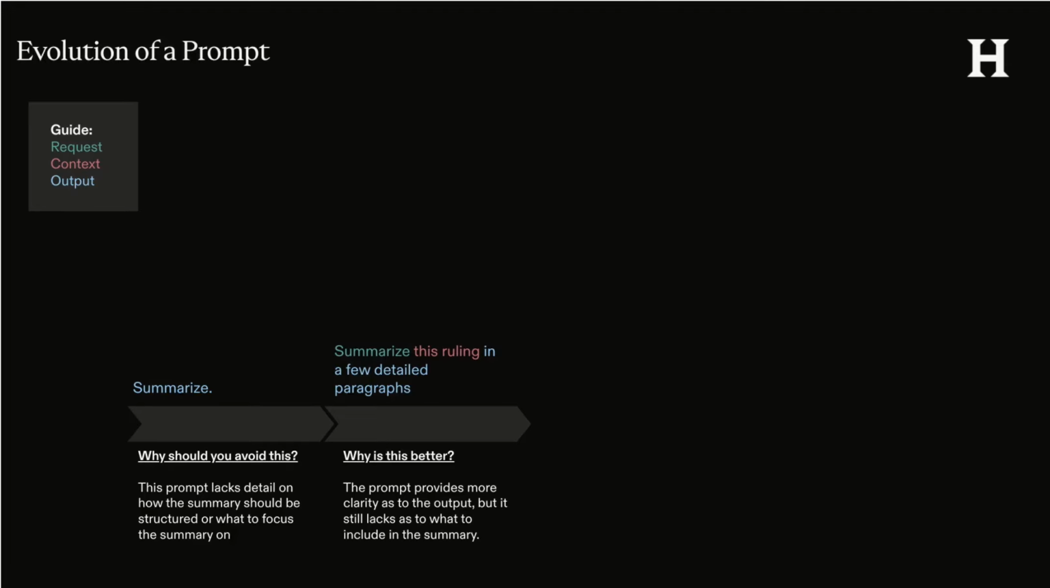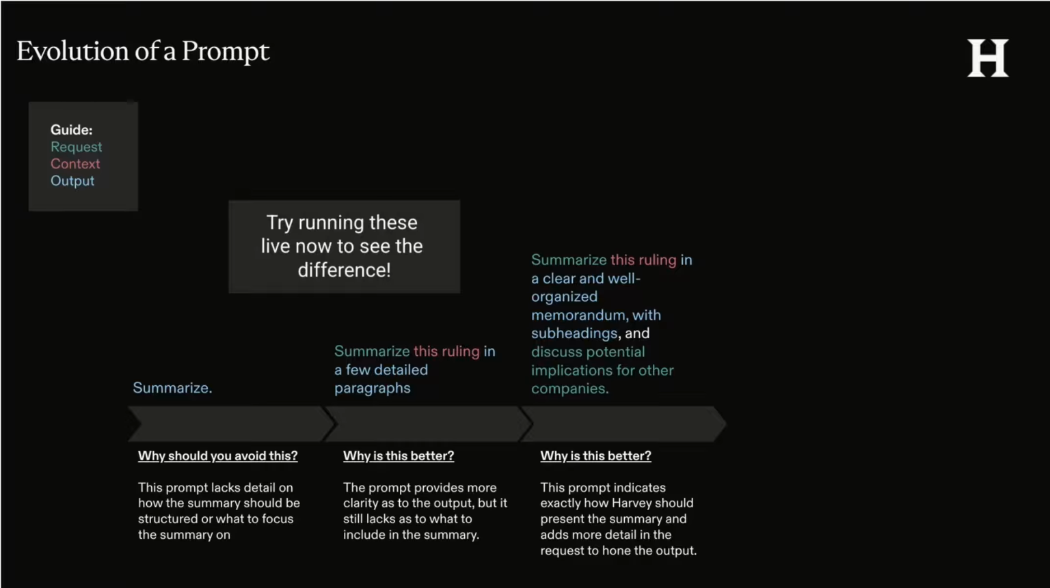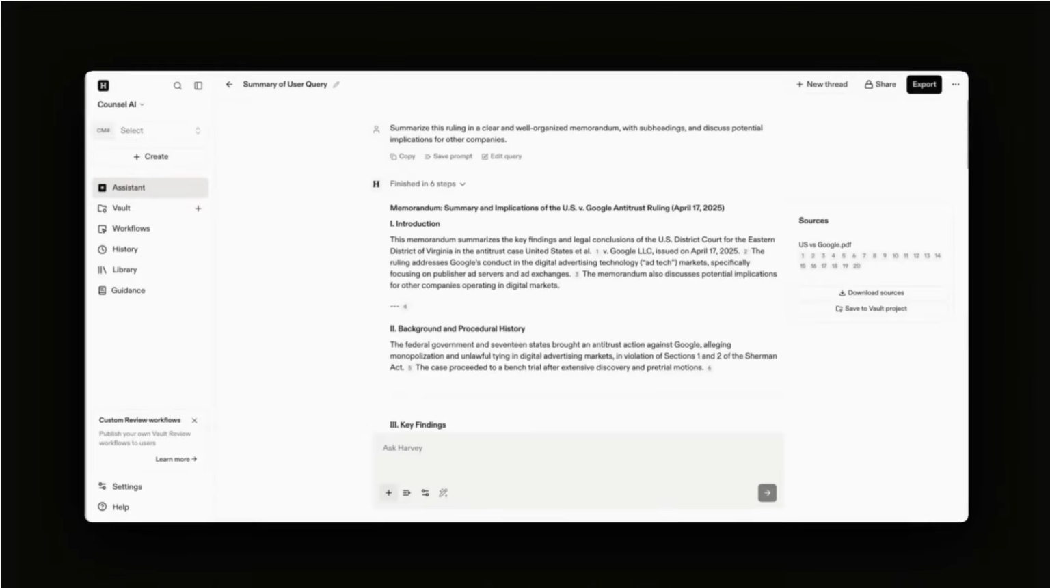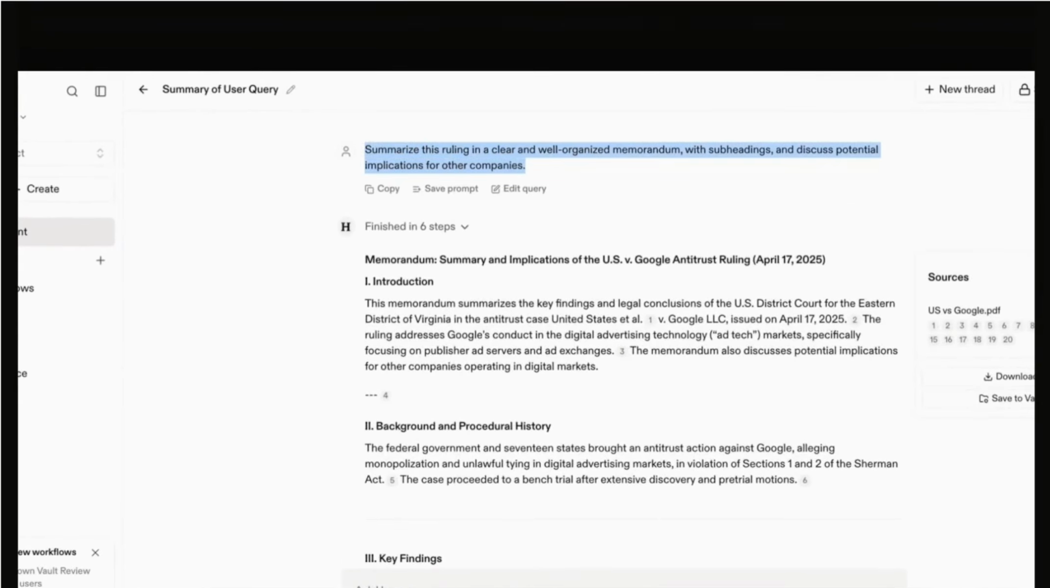So how can we improve Harvey's output? Let's instead ask Harvey to summarize the ruling in a clear and well-organized memo with subheadings and discuss the potential implications for other companies. We encourage you to pause the video here and run each of these prompts in Harvey now to see the differences. By specifying the format and focus of the output, we've given Harvey a clear idea of what we're looking for. As a result, Harvey produces a more detailed and structured response aligning with the request.